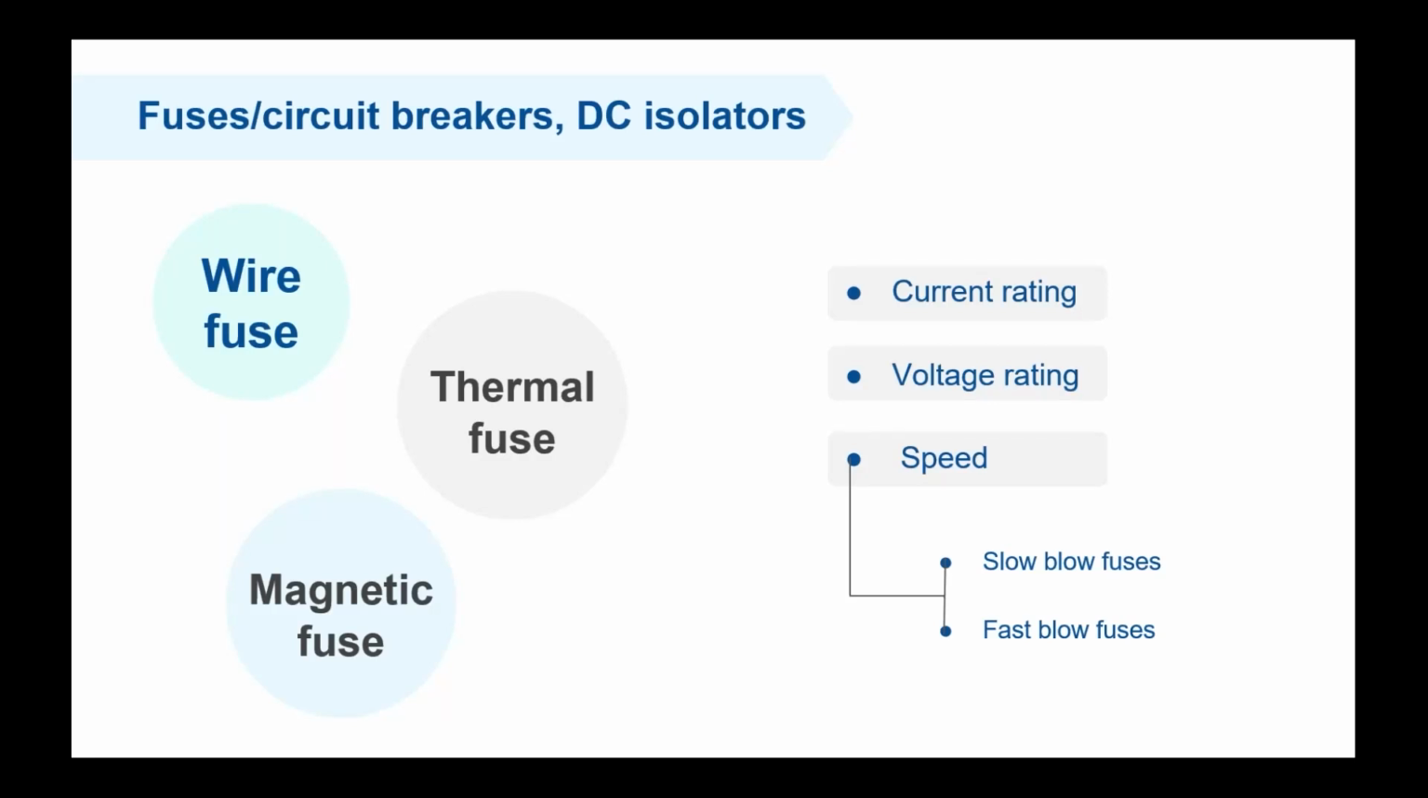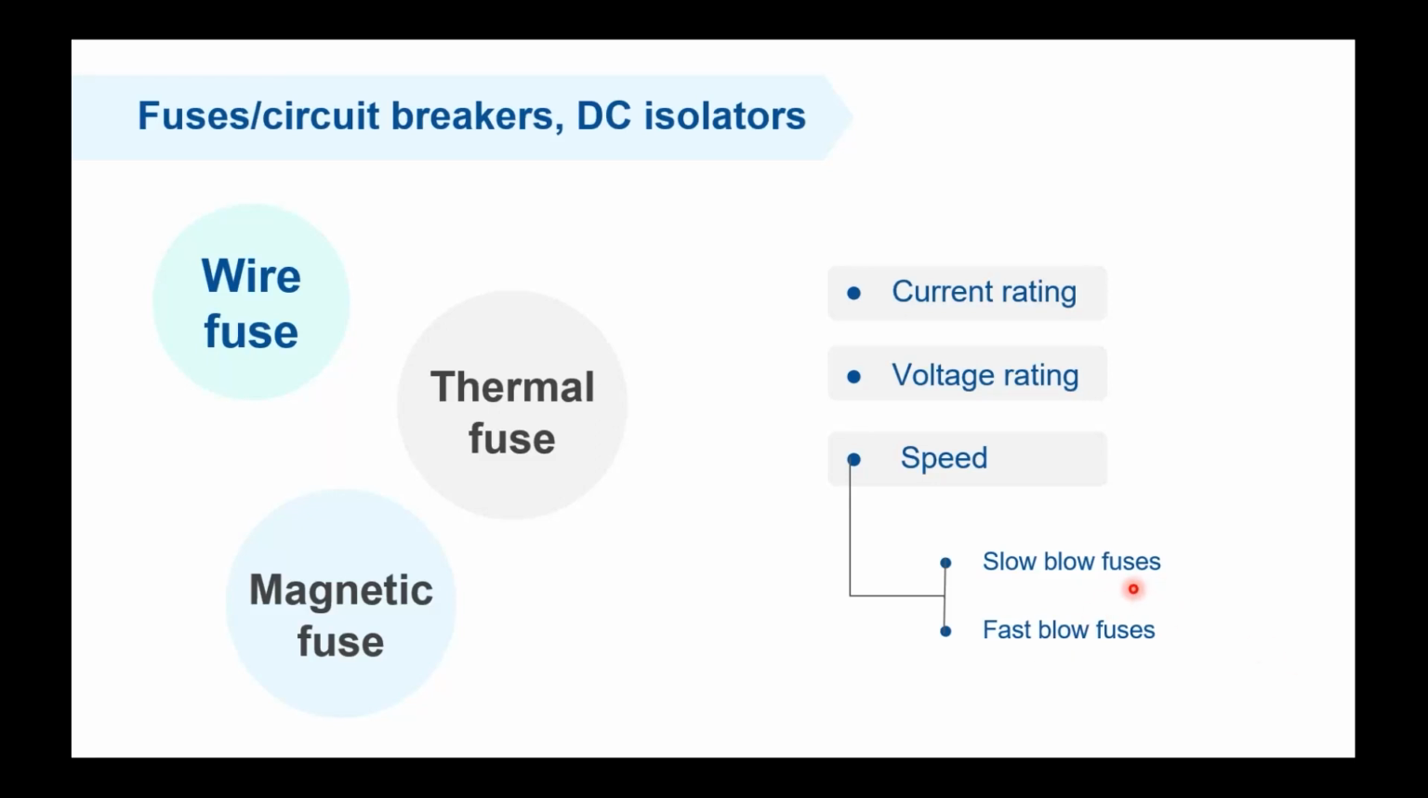So, I think the speed is remaining. The speed of a fuse is the time it takes for the fuse to open when the fault current occurs. And this is determined by the fuse material, its mechanism, the current, the temperature, and so on. Generally, we have two categories. We have slow blow fuses and fast blow fuses.